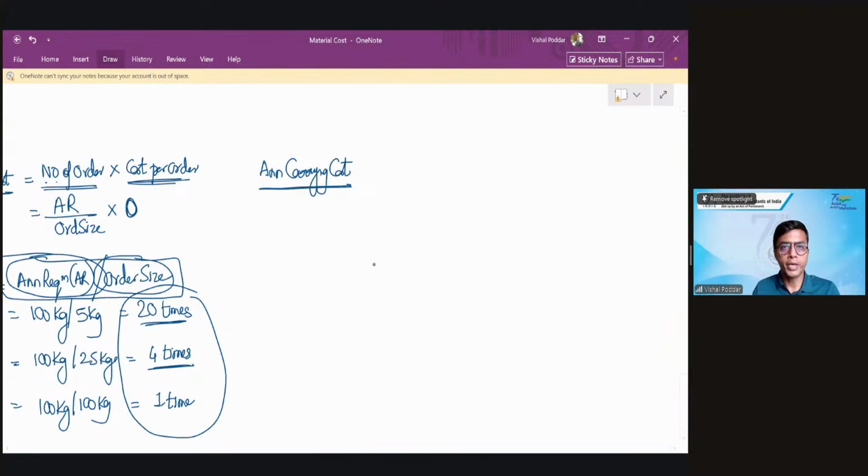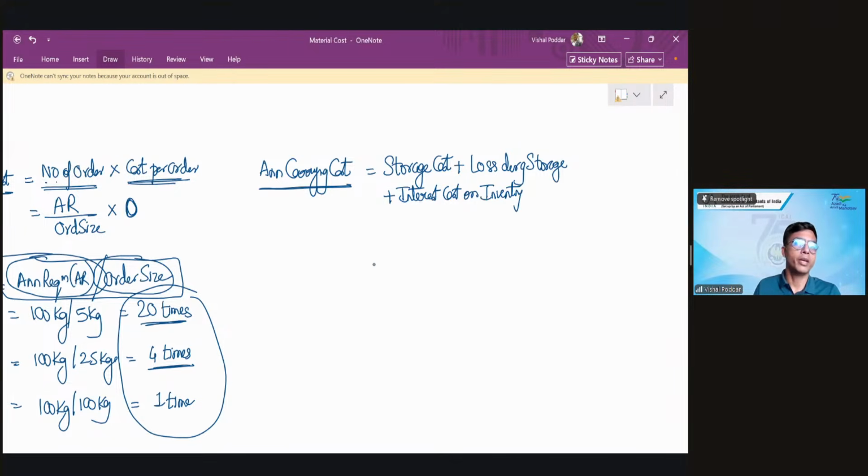Now, first, if I write it in theory, what is annual carrying cost? It is majorly your storage cost. Because till the material is used, what is the cost you are incurring? The storage cost. Plus, it is the loss during storage. So if you are storing, there is a possibility of incurring some loss. Plus, it is the interest cost on my inventory. Now, what is this interest cost on inventory?